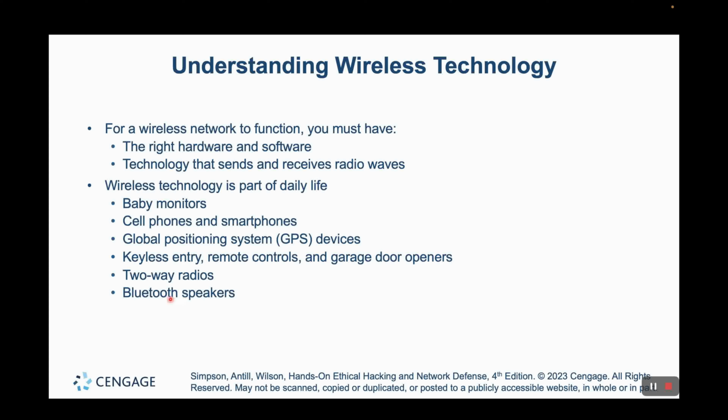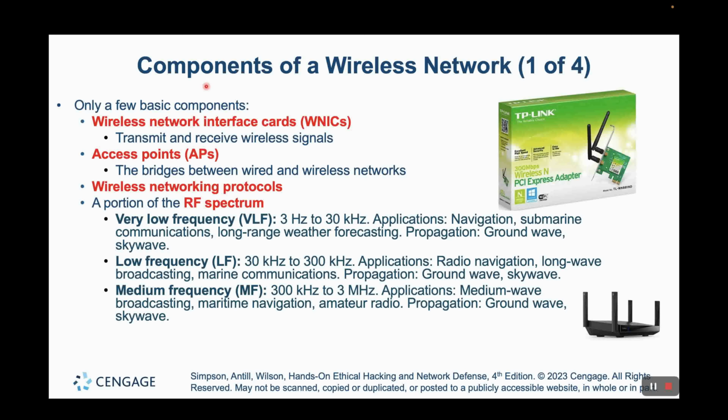You will see it in different types of systems all over. Now, there are a few basic components here. We have the wireless network interface cards, which you can see in this picture right here, which can transmit and receive signals. And we could have our own access point, which could be built into an existing router and switch, all built into it. It can basically be used to bridge between wired and wireless networks.